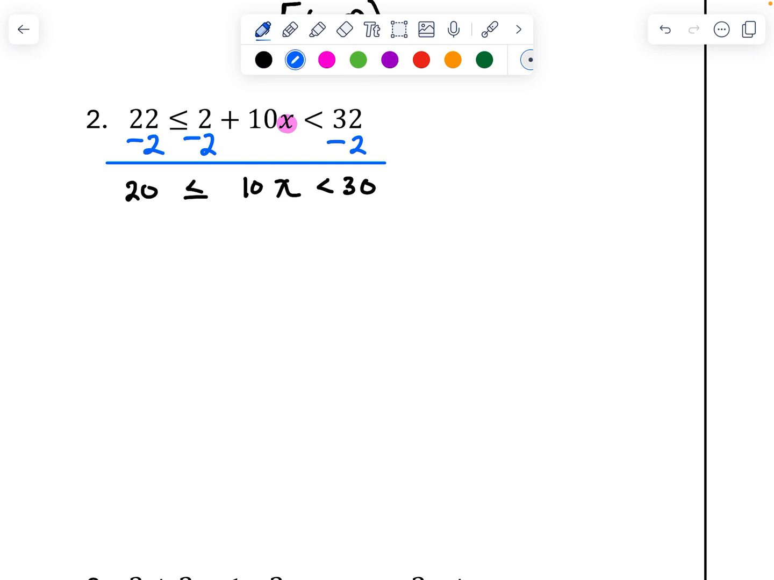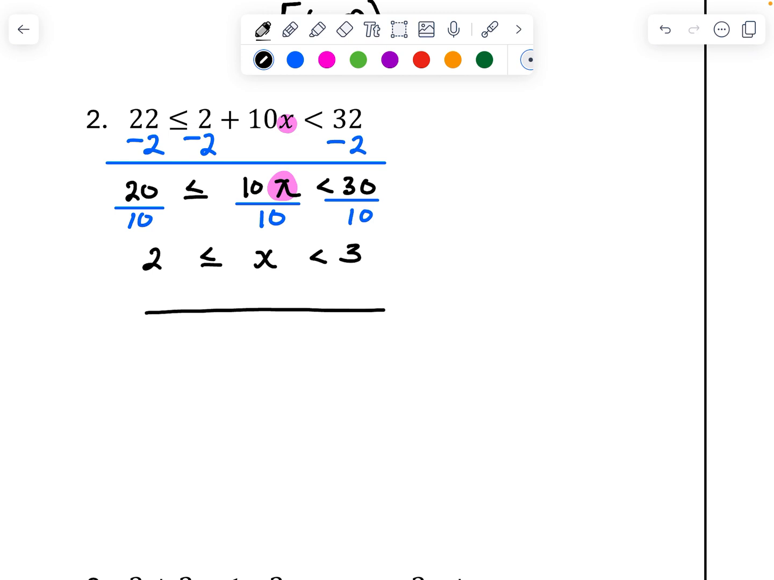Then, again, because my variable is still here in the middle, I then need to divide by 10, but because it's a compound inequality, I need to divide by 10 on the left, in the middle, and on the right. And because it is division, but it's not a negative number, I'm not changing anything. So this is 2 is less than or equal to x, which is less than 3.